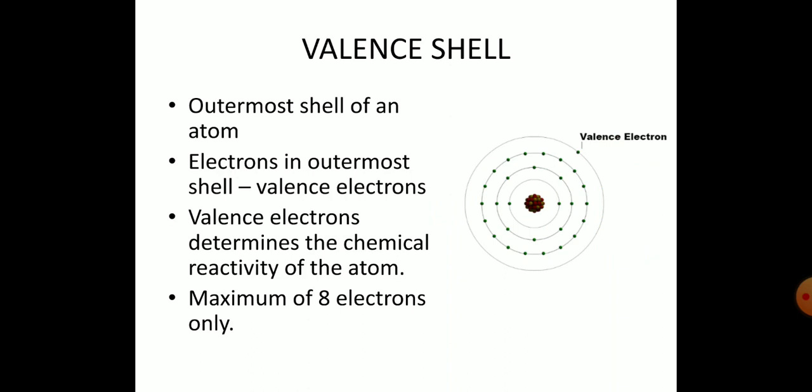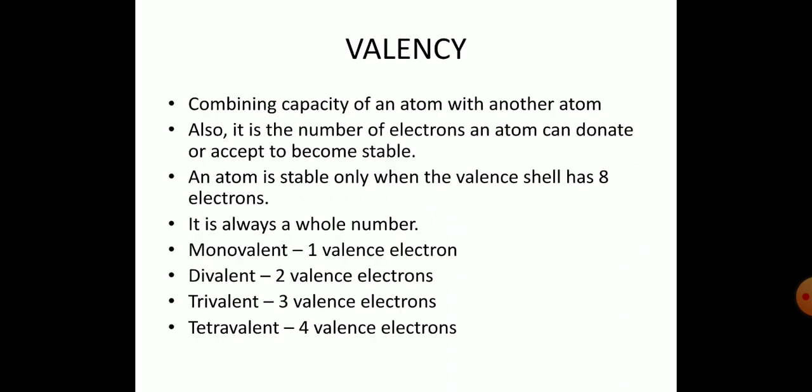The valence shell means what? The outermost shell of the atom. The electrons in the outermost shell are called valence electrons, and the valence electrons determine the chemical reactivity of the atom. Coming to what is valency. Valency means the combining capacity of an atom with another atom. How much can this particular element combine with another atom?